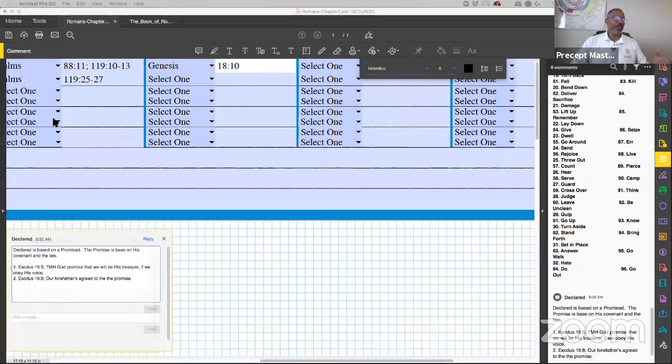So we're going to go to Genesis chapter 18, verse 10. And he said, I will certainly return unto thee according to the time of life. And lo, Sarah, thy wife, shall have a son. And Sarah heard it in the tent door, which was behind him. So we see he already said, I will certainly. So I will certainly is a promise. He's saying the same thing. So we have to keep that there.